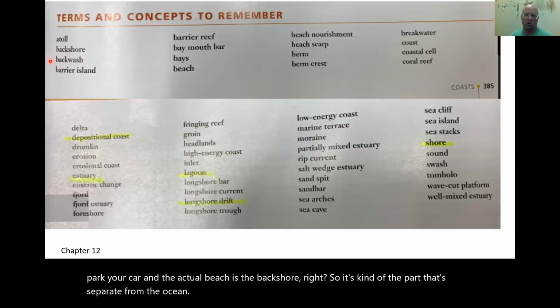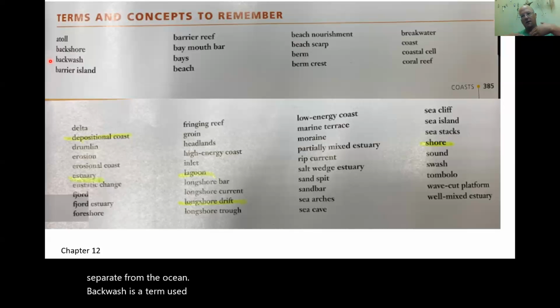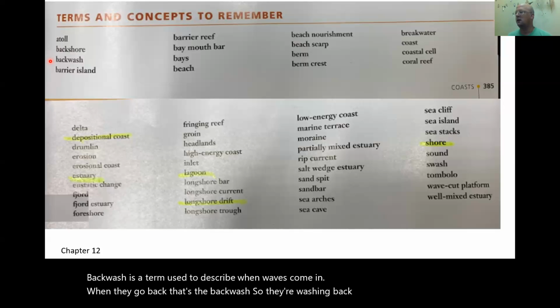Backwash is a term used to describe when waves come in. When they go back, that's the backwash. They're washing back, backwash.